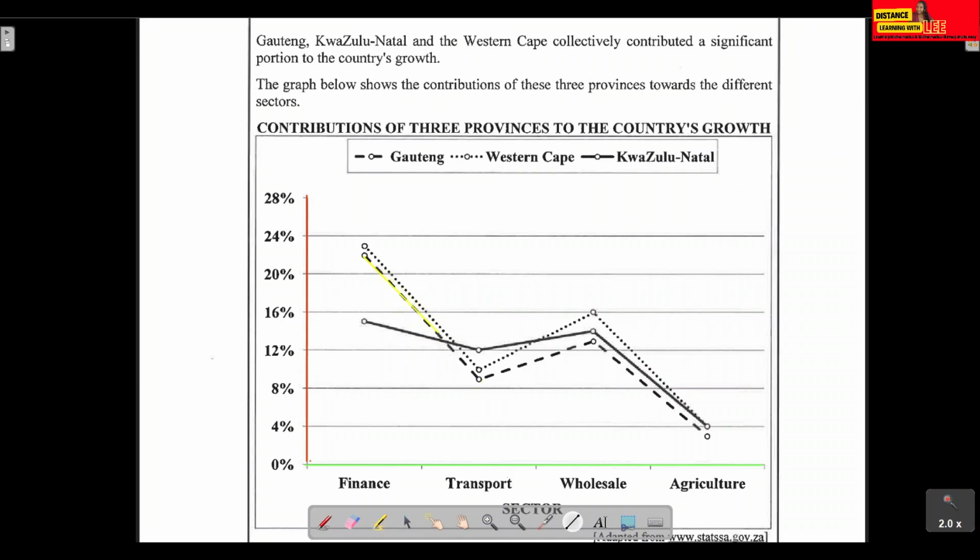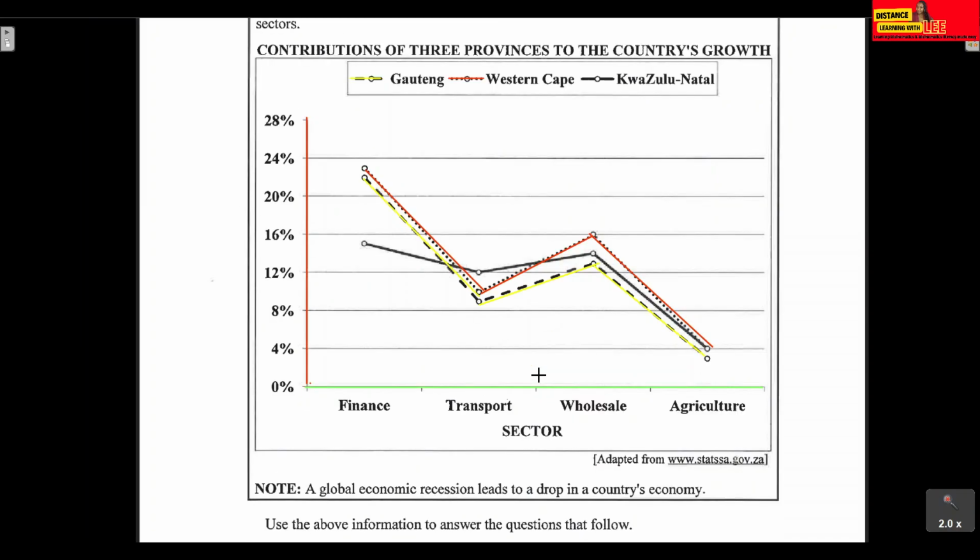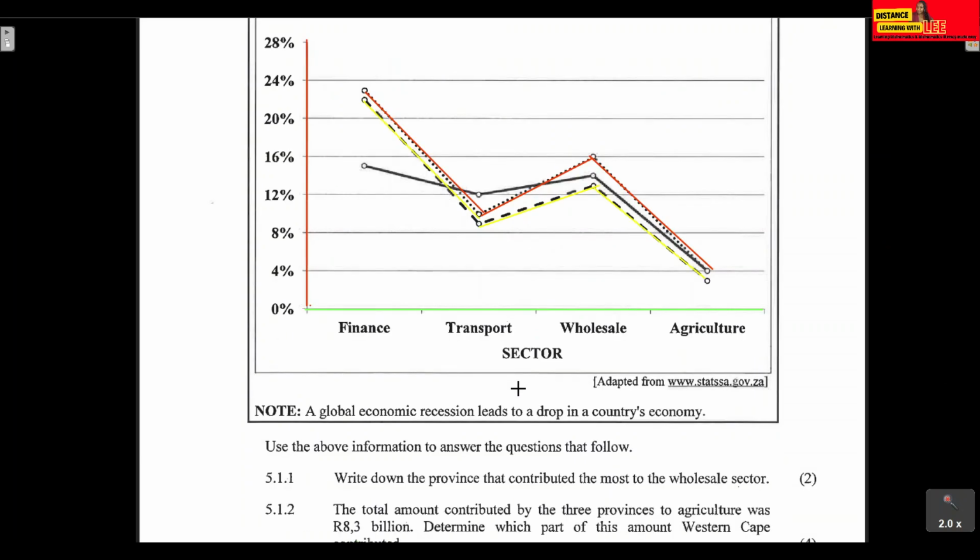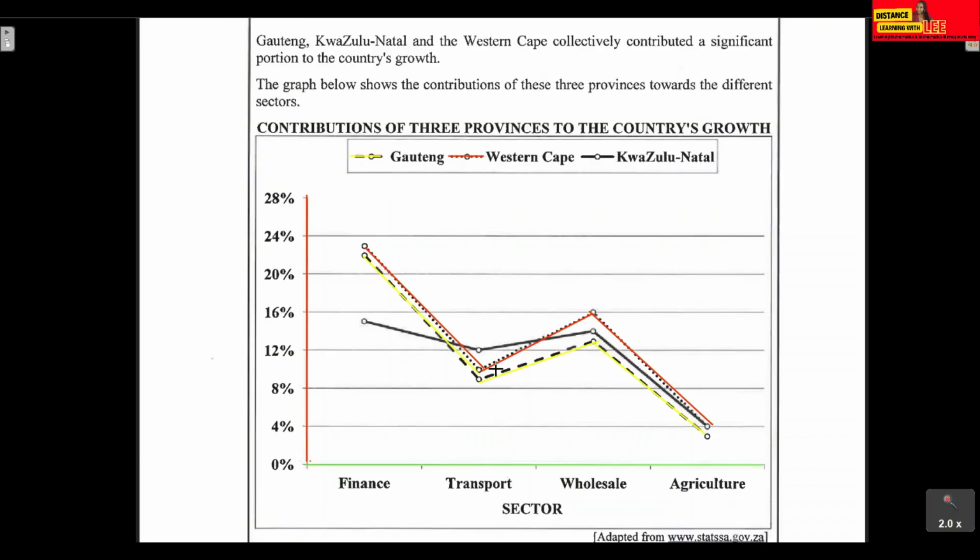So I'm just going to make the Gauteng line in yellow, so that it's easy for you to follow along with me as I do the explanations. I'll make the Western Cape red. We know the Western Cape is the dotted line, but I'll make it red here. And we also have KwaZulu-Natal, which is the solid black line. I've done that just to make it easy to refer to the different provinces.